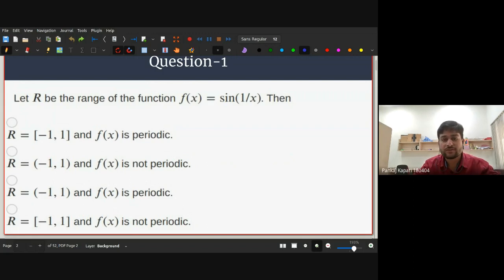Here we have the function f of x equal to sine of 1 over x, and you have to find the range of the function and determine if the function is periodic or not. For the range, you know that the sine function, sine of x, always lies between +1 and -1, so it is less than or equal to 1 and greater than or equal to -1. But here our function is sine of 1 over x.